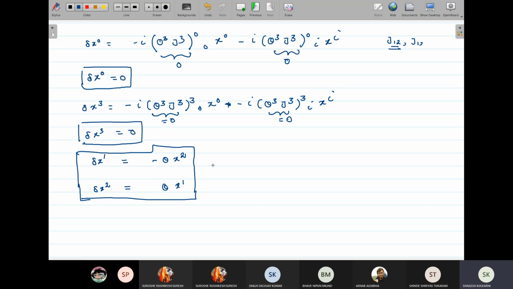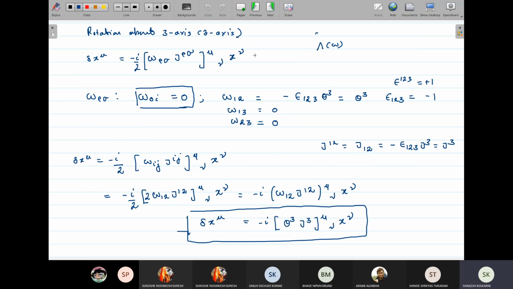So this is an infinitesimal rotation about the z-axis. Okay, fine. So as expected, we have no change in time component, no change in z component, and I have infinitesimal changes in x and y components. Okay, so this is just one example.